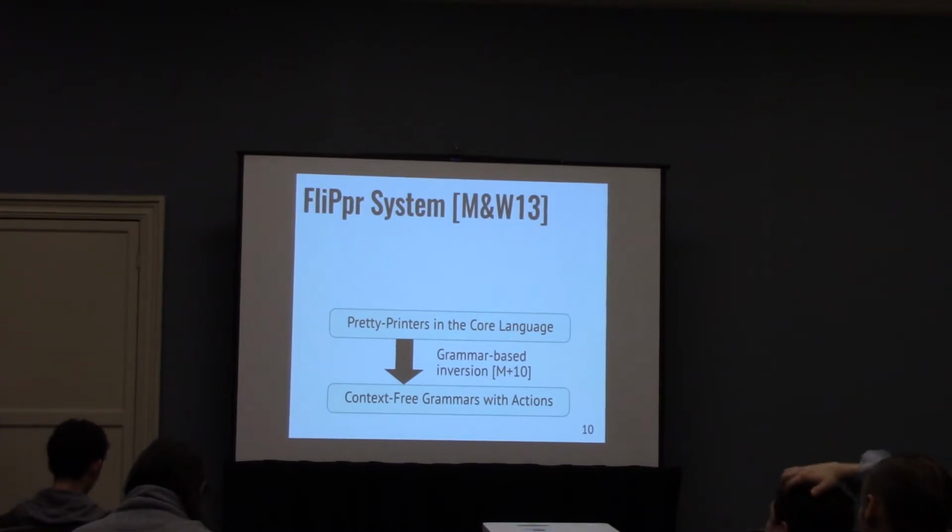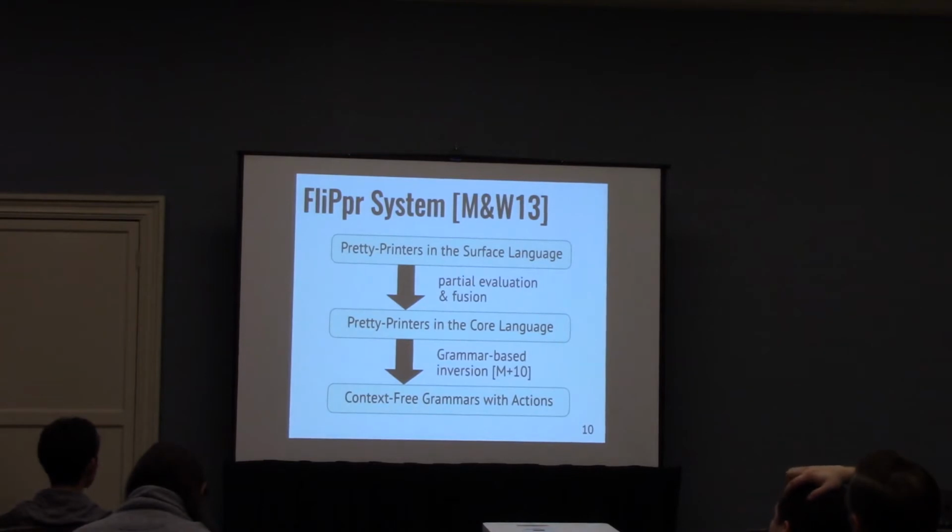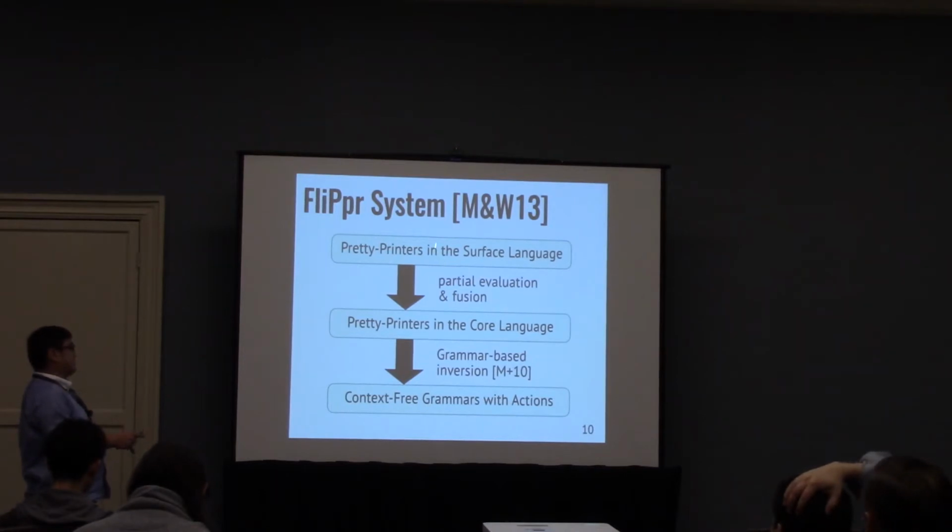To overcome such situations, Flipper also comes with a surface programming language, in which the syntactic restrictions are fairly relaxed. These surface programs are converted to the core language by using partial evaluation and program fusion methods. Okay, let us explain each language one by one.